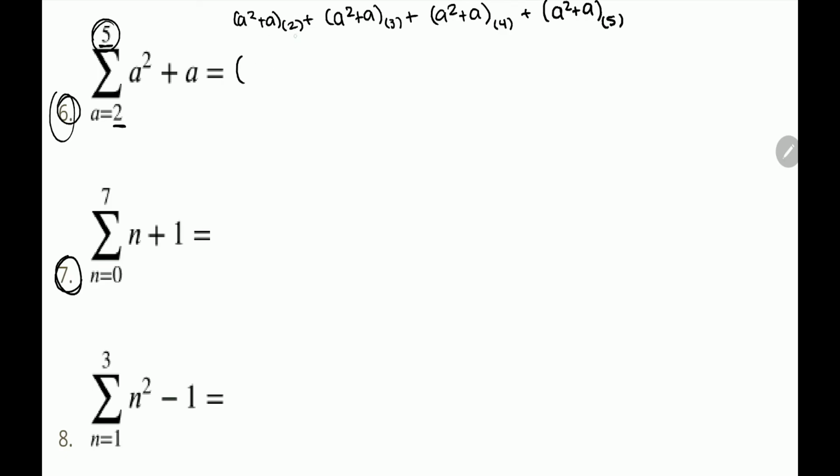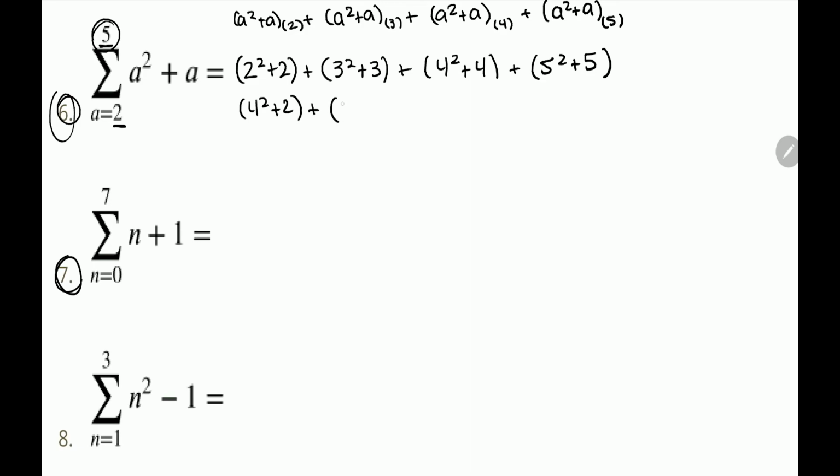So if we replace the a's with 2, we have 2 squared plus 2. We're going to replace the a's with 3: 3 squared plus 3. Make sure we have our plus signs in between. Replace them with 4: 4 squared plus 4. Then we're going to replace the variables with 5: 5 squared plus 5. Okay? And we're going to evaluate. So 2 squared is 4.